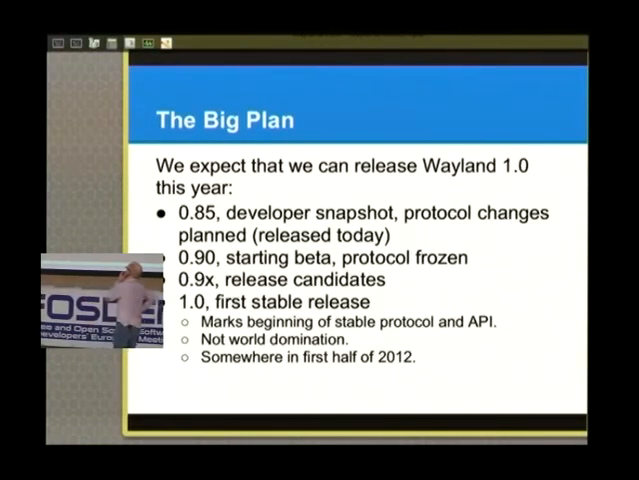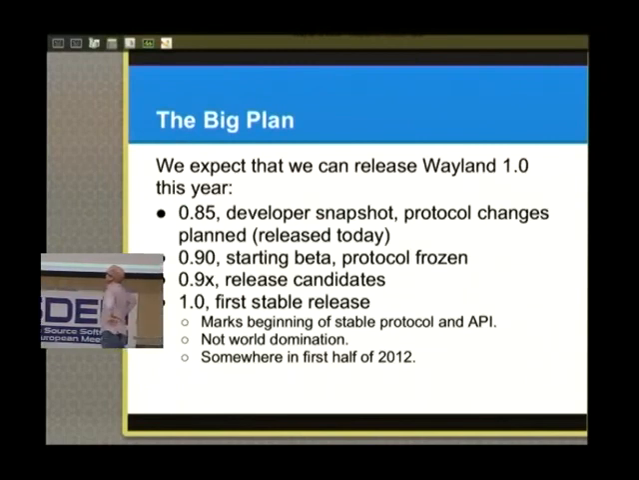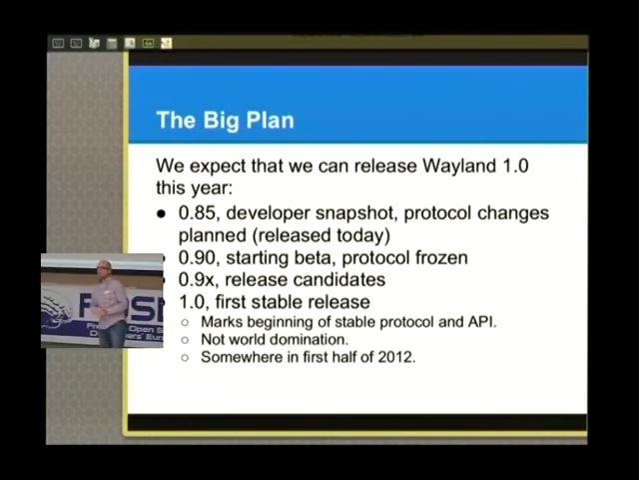Yeah. So the idea is that once we get to 1.0, it's not world domination. We don't expect that every desktop out there will run on 1.0. What we do expect and what we want to signal with the 1.0 release is that from this point on, we're not going to change the protocol in a way that breaks your toolkit. We're not going to change the API in a way that breaks your toolkit.